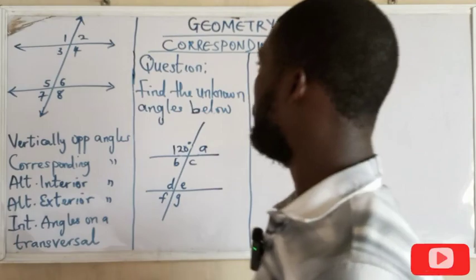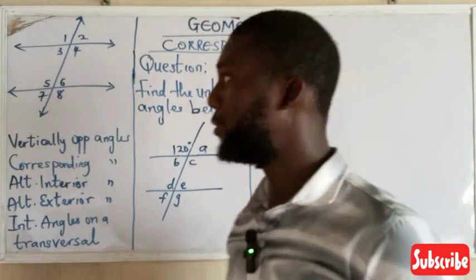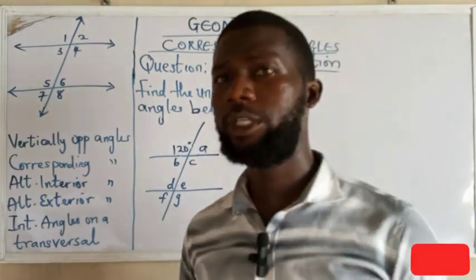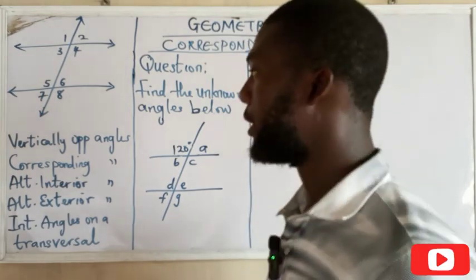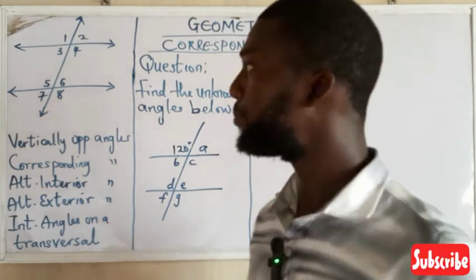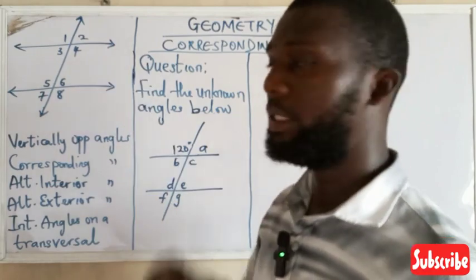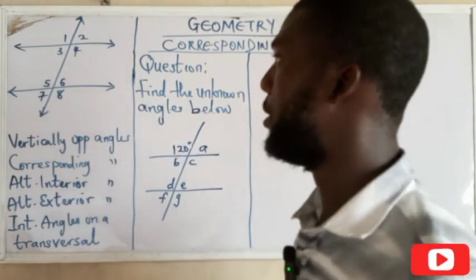Today, we are going to be looking at corresponding angles. In our last video, we looked at vertically opposite angles. Now, let's look at this diagram here.